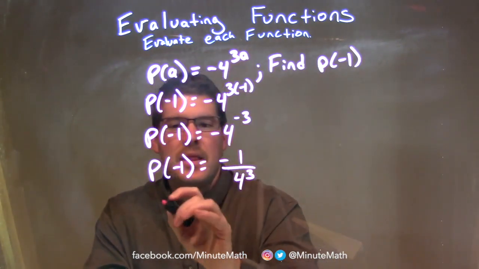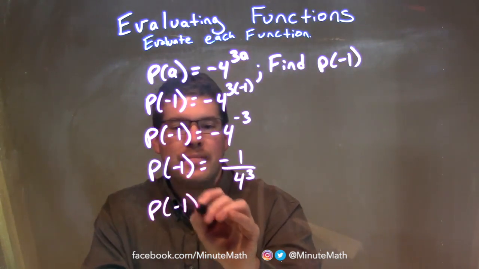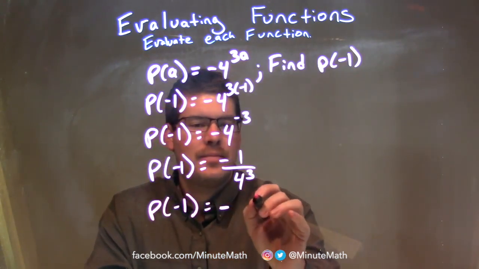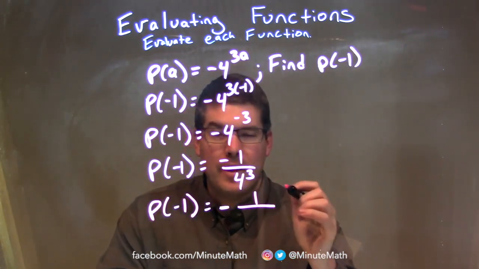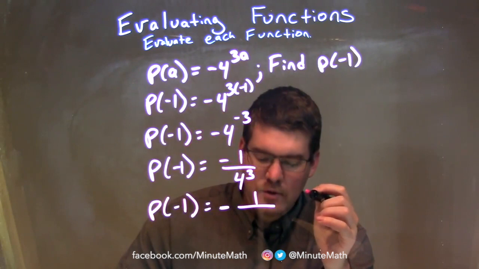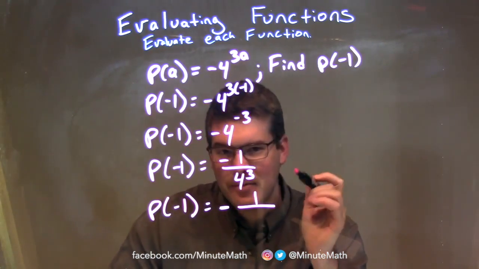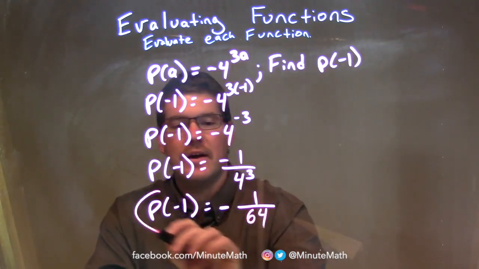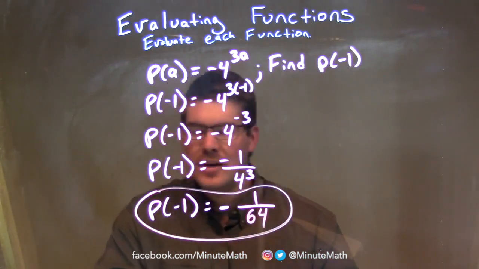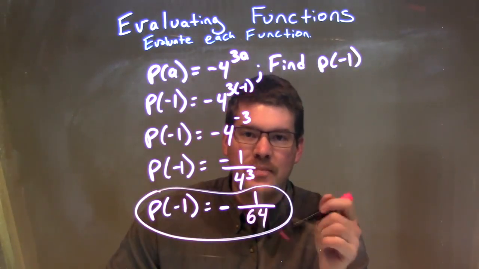Simplifying that, p of negative 1 is equal to negative 1 over 4 to the third power. What's 4 to the third power? 4 times 4 is 16, and 16 times 4 is 64. So it's 64. Our final answer is p of negative 1 is equal to negative 1 over 64.